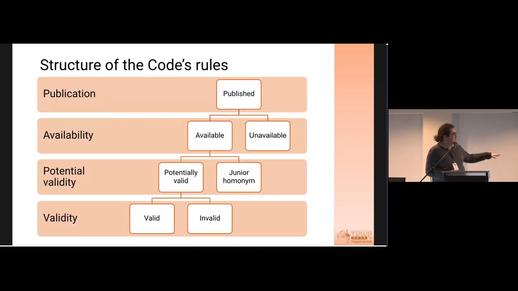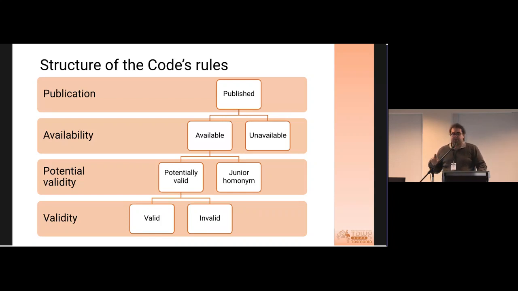There's something very interesting in the structure of the code's rules, which was the beginning of the reflection that led to the research: there are many steps that have to be followed. For a name to be valid, it first has to be found in a work that is considered published by the code, available. The name itself must be available. Then that name must be potentially valid to be valid at the end of the decision process.